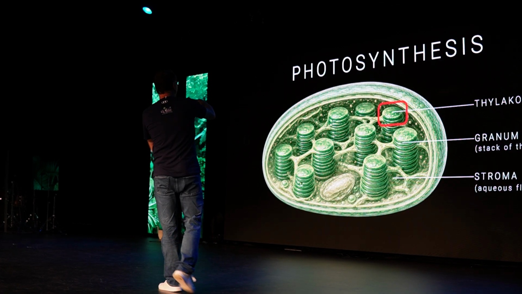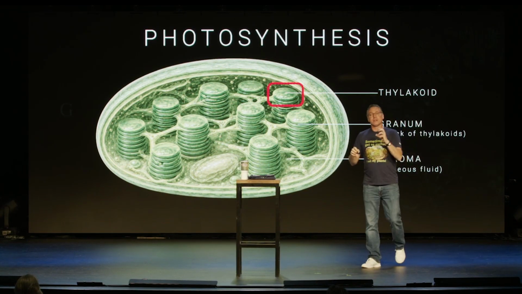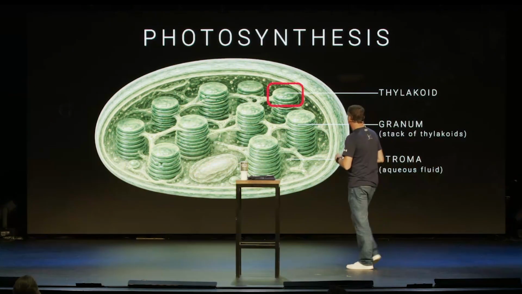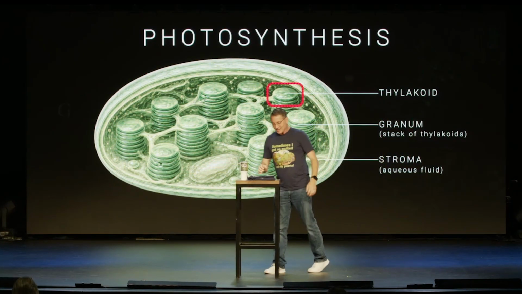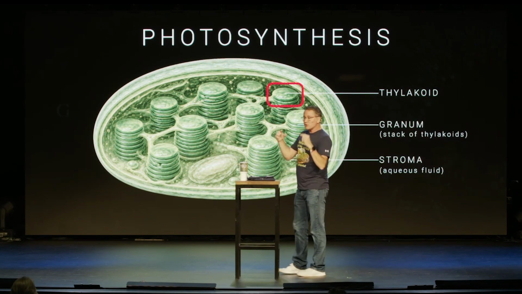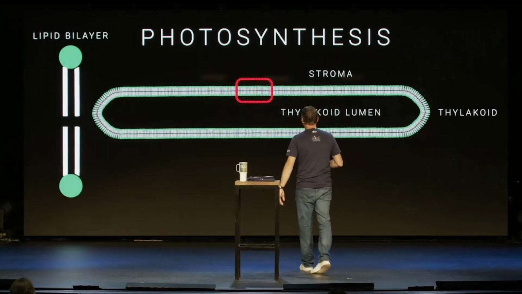And then a stack of those is called a granum. And then outside of that thylakoid is called the stroma, which will be important when I talk about some of the photosynthesis reactions here in just a minute. So we're going to zoom in once again on one of those coins, and I'm just going to give you a side cutaway of what that looks like.